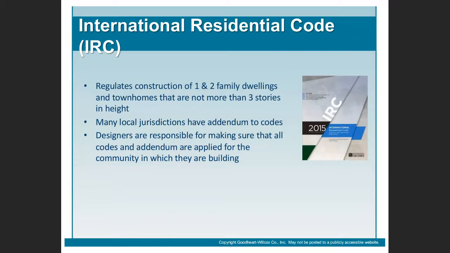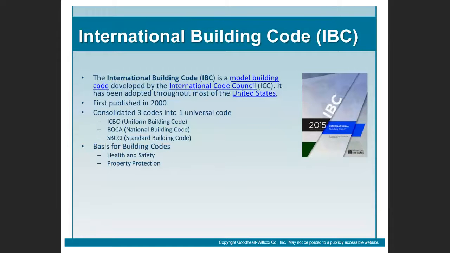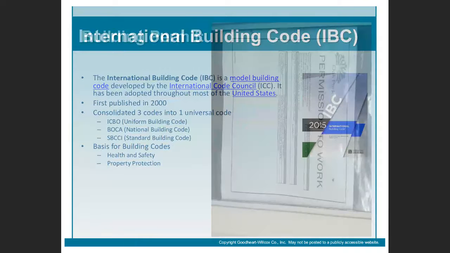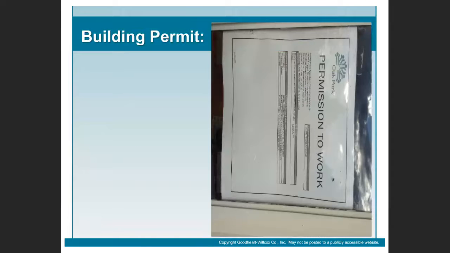So again, here are our I codes: our IRC, International Residential Code, and our IBC, International Building Code. Some things come out sideways, sorry about that. Remember, along with the building code, we have the building permit. These things go together: the building code, the building permit, and the inspection process. They all go together to ensure that construction is done according to standards.